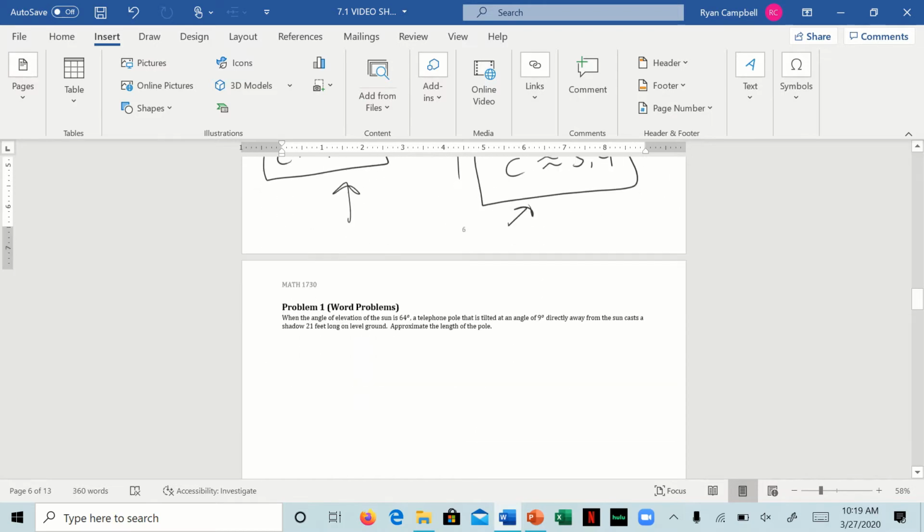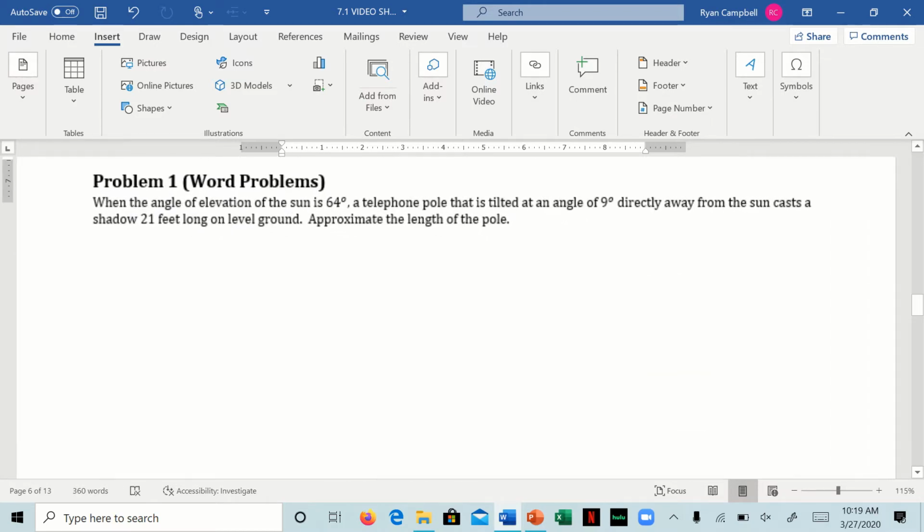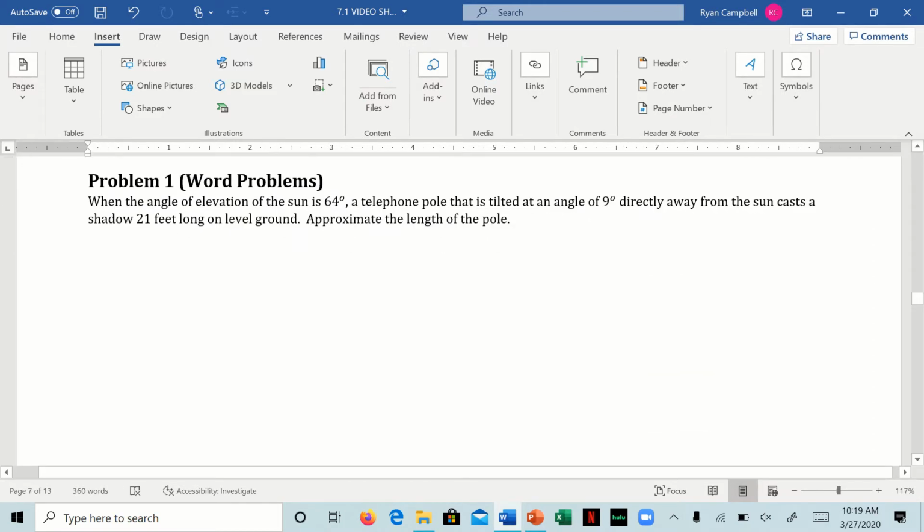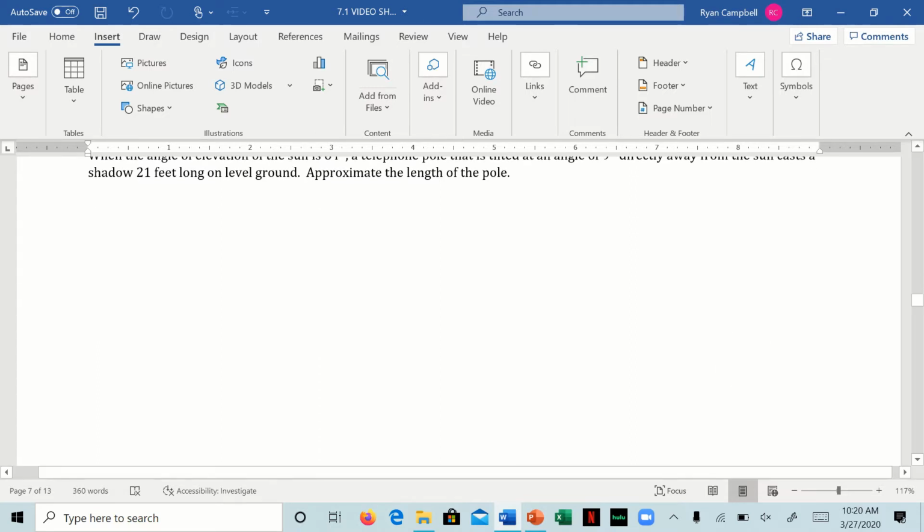All right. So let's go to our word problem. So going to the word problems handout. When the angle of elevation of the sun is 64 degrees, the telephone pole is tilted at an angle of 9 degrees directly away from the sun. Cast the shadow 21 feet long on the ground. So approximate the length of the pole.